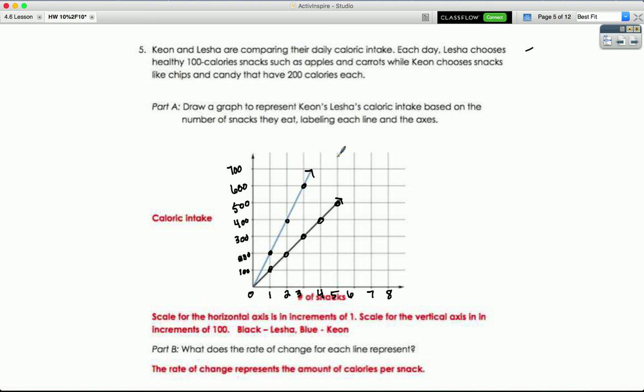Part B, what does the rate of change for each line represent? It represents the amount of calories per snack, because that is your change in y, which is the caloric intake or calories, over the x, or the independent variable, which was the number of snacks. So calories per number of snacks, which in normal language we would just say calories per snack.